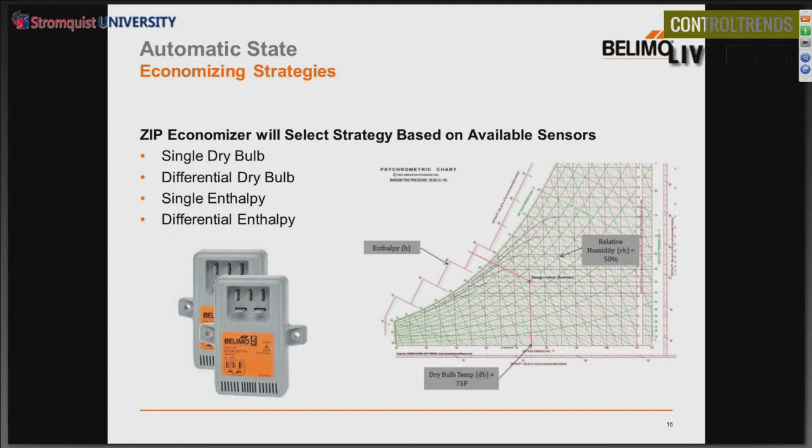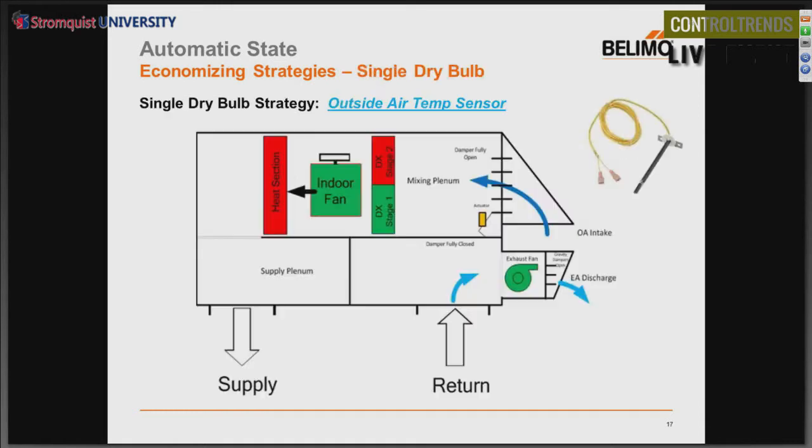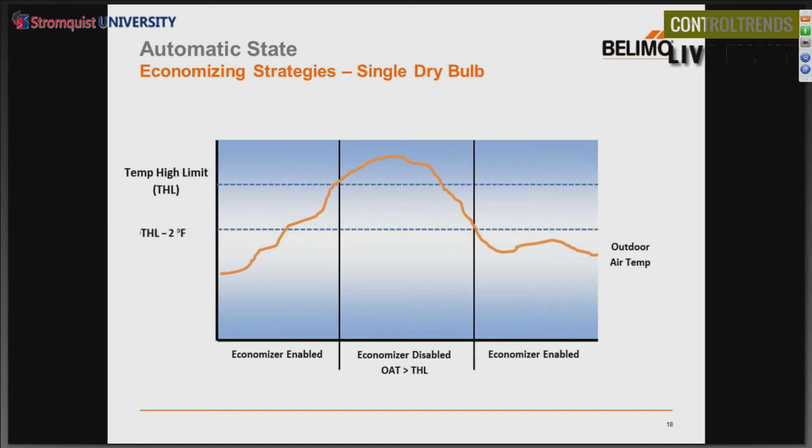So a little bit about the single dry bulb configuration. In this configuration, you would have a 10K type 2 temperature sensor, or the Belimo temperature sensor, in your outside air intake, as well as a temperature sensor in the supply duct. Now, what does this mean? How do we go about economizing in just single dry bulb?